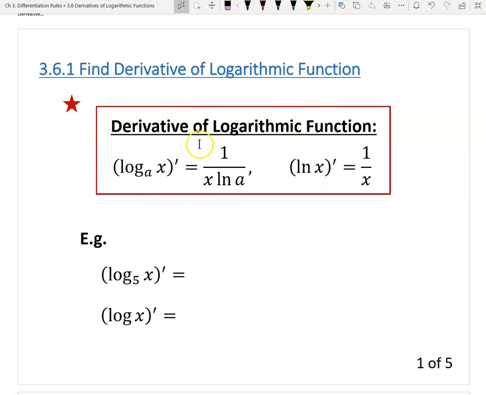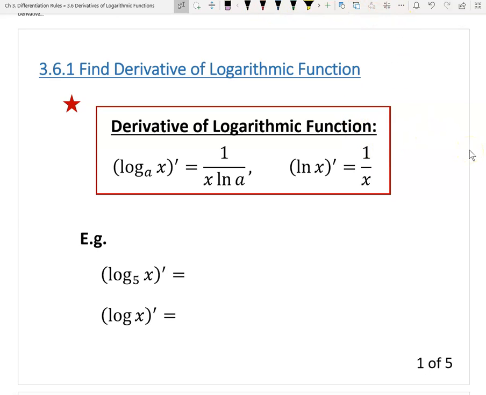And we are going to prove the first general formula, okay? And if we have the first general one, of course, the natural logarithmic is just a special case, which means if we take a equals e, then we will get the second formula. Okay, let's see that.